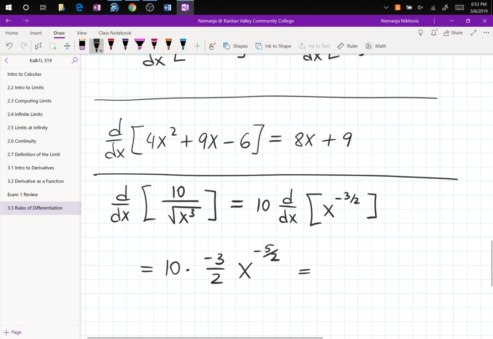At this point, 10 and 2 cancel. So we have negative 15 over, you can say square root of x to the 5. That's fine. To put it back in the form to practice even more.